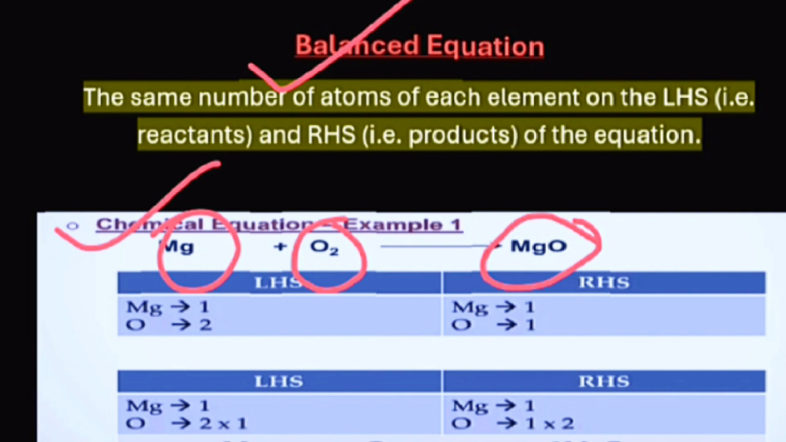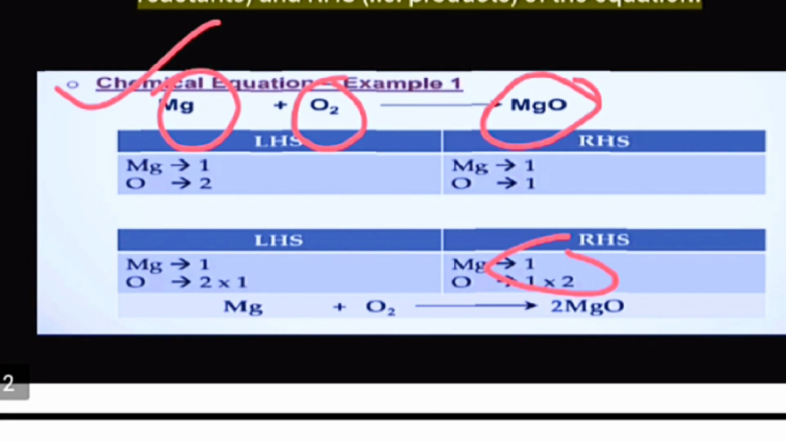So we have to put number 2 on the right hand side. Then the oxygen number will be balanced, but the magnesium number will be increased by 1. So in order to balance that, we need to put 2 in front of magnesium as well, then it will be balanced, right? So this is how a balanced equation will be represented.